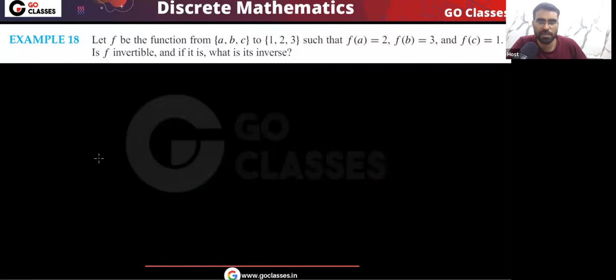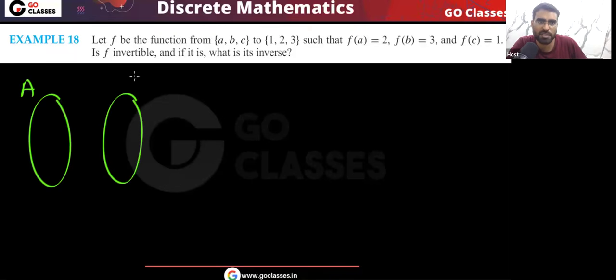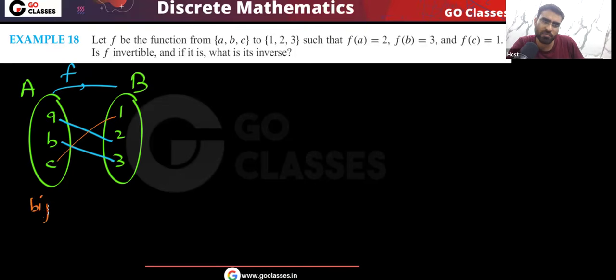This function, tell me on your screen, is this invertible? On your screen, this function f is given to you. You can notice this function f is from set A to set B, with elements A, B, C and 1, 2, 3. F of A is 2, F of B is 3, and F of C is 1. Yes, this is bijective. Bijective is the same as invertible. So yes, this is invertible.